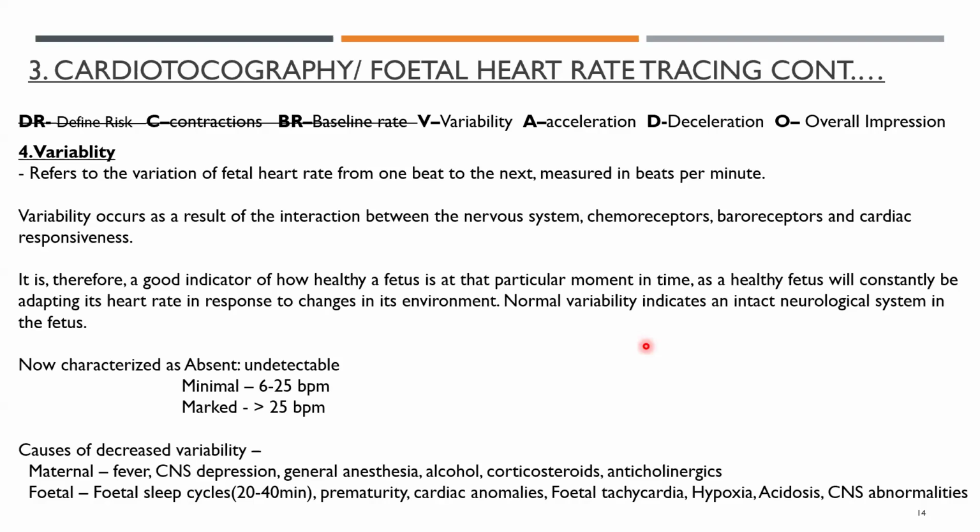Causes of decreased variability. In some cases, it could be as a result of fetal sleep cycles. We know that the fetal sleep cycle lasts between 20 to 40 minutes. However, if beyond 40 minutes you're still seeing decreased variability, then this could indicate that there's something else going on. There may be a cardiac anomaly, hypoxia, acidosis, a CNS abnormality, or in some cases, prematurity. On the maternal side of things, it could be an infection, fever, CNS depression, maybe general anesthesia, or she's someone who has taken alcohol in the pregnancy, or certain drugs such as corticosteroids can also cause the same thing, such as decreased variability.